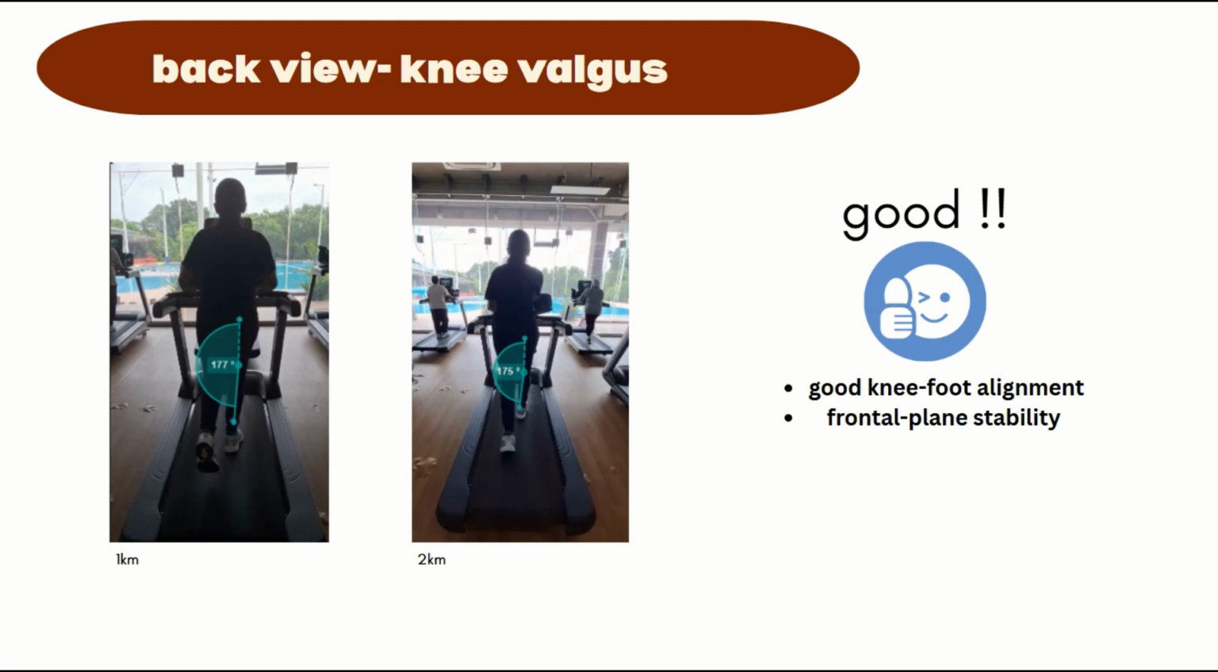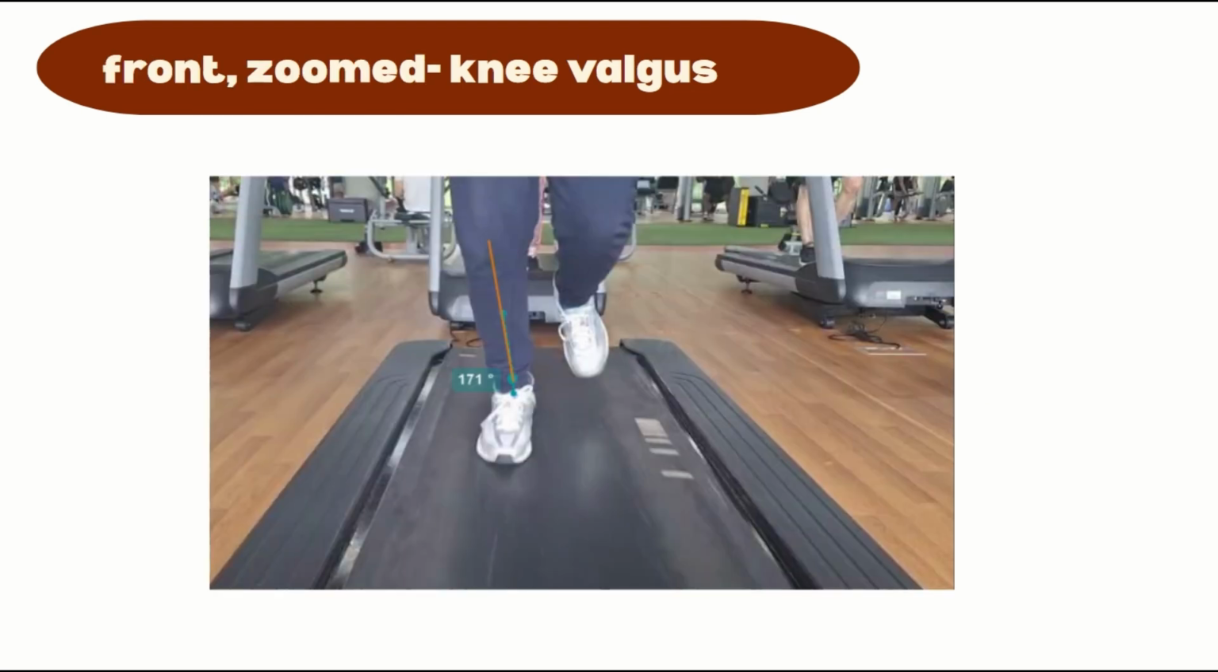At mid stance, Rithi demonstrates a near neutral knee valgus angle for both distances, indicating good knee-foot alignment and frontal plane stability. In the front zoomed version, the short blue line below joins the ankle to the heel. Rithi demonstrates near neutral knee-foot alignment and good frontal plane control again during the stance.